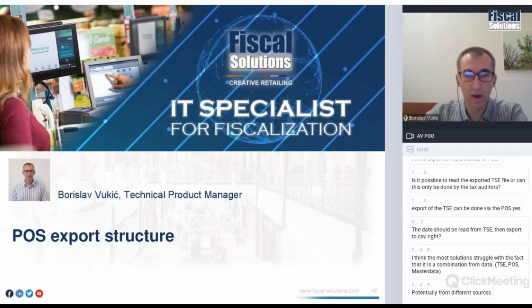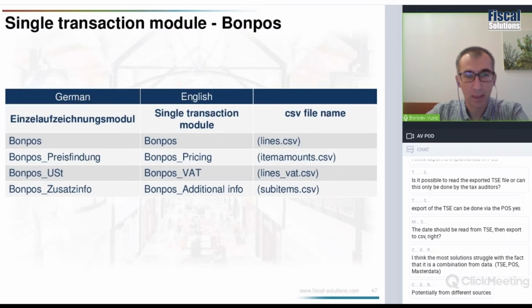Now we will move on to the more detailed view of those files. Here is a table which represents the BON-POS files. The first column is the original name in German, the second column is the English translation, and then we have the names of the files.